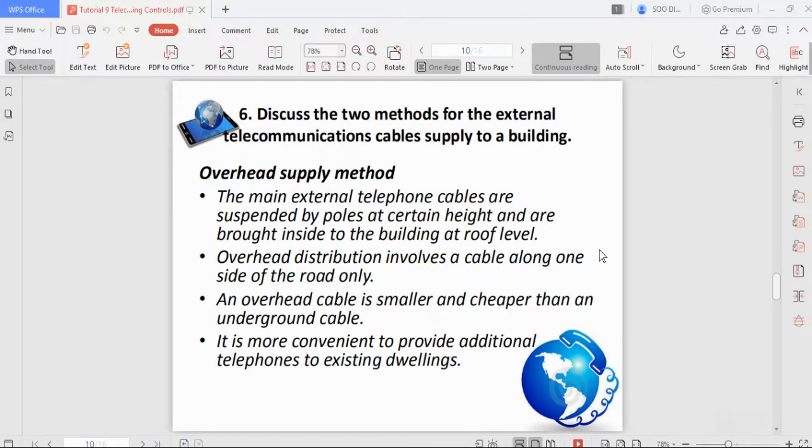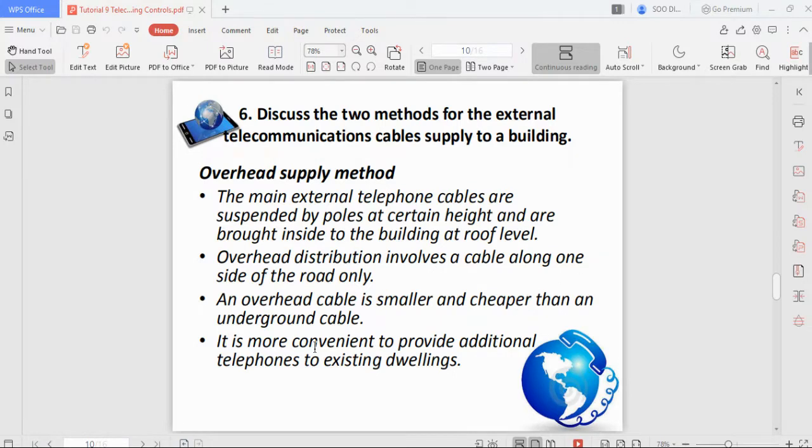Then the last one is we have an overhead supply method. So instead of having it underground, if you were to supply it overhead, which means at a certain height, and then we have to bring it inside our building at roof level, then one of the advantages is that it is smaller and cheaper as compared to underground, because for underground cable you need to dig a hole and you need to plant them into the ground.